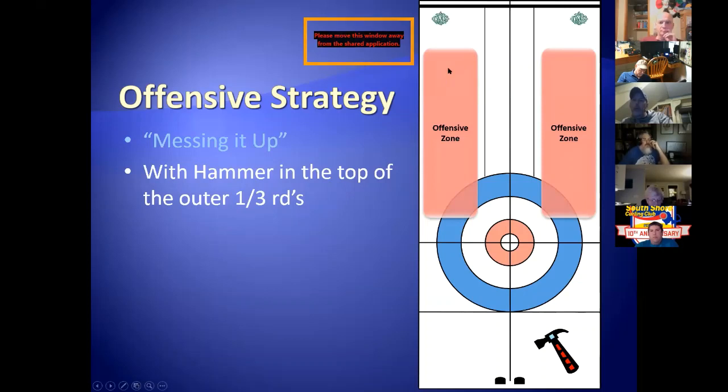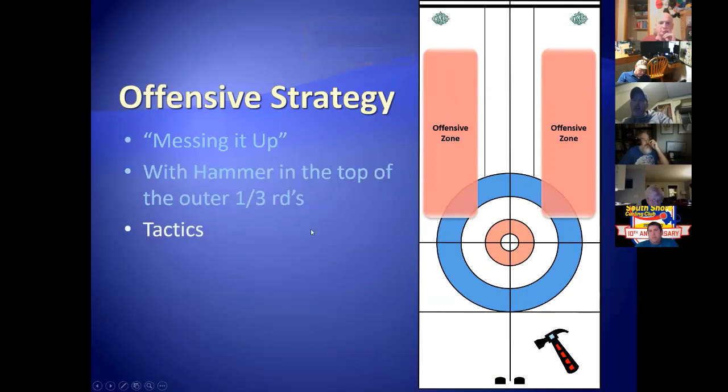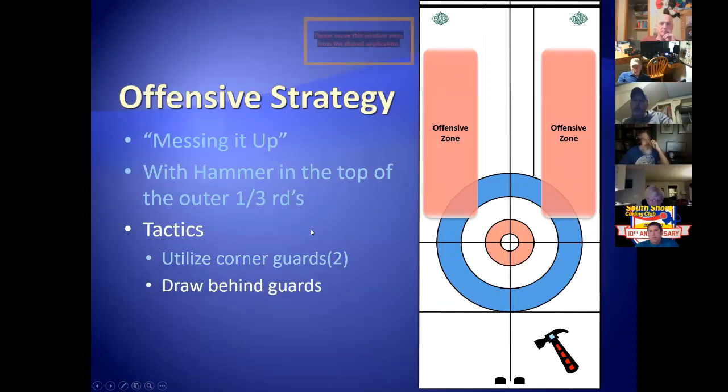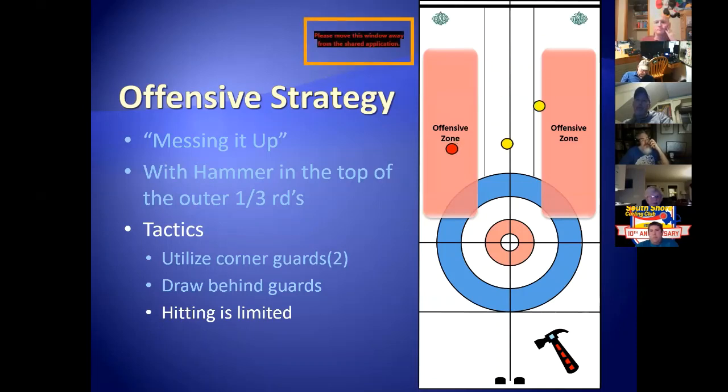So we're going to see higher guards in play. And when the rocks are in the house, they're going to be at the very top of the house. So we're going to utilize corner guards, and then we're going to draw behind those guards. Hitting is limited when we're playing offensively. So yellow throws the center guard, red ignores it and throws the corner guard. Yellow goes in the house, red ignores it and throws the corner guard. Red is now going in behind the corner guard.